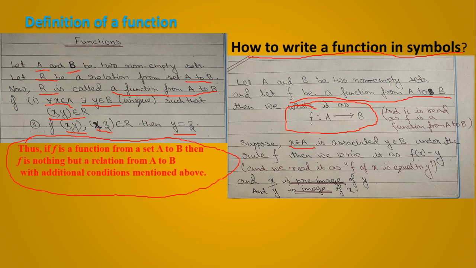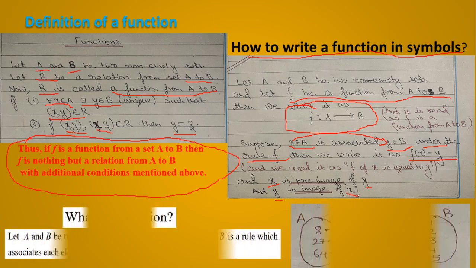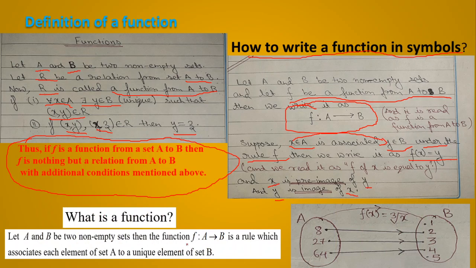Now suppose x is a member of A and y is a member of B, such that x is associated to y under the rule f. Then we write f(x) = y, or we call it f of x equal to y. And here x is called pre-image of y and y is called image of x. So if f is a function from A to B, then f is a rule which associates each element of set A to a unique element of set B.